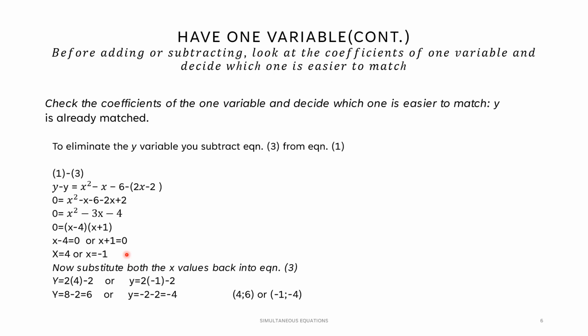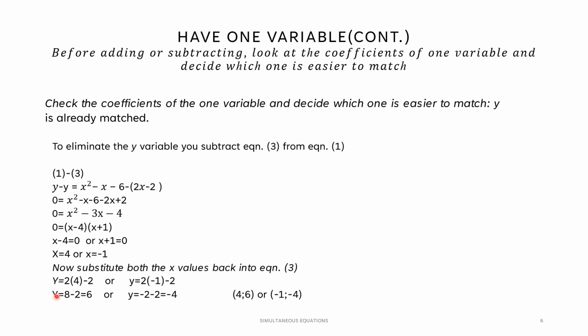Now for x minus 4 to be equal to 0, it can only be equal to 0 if x is equal to 4, and for the other one, for x plus 1 to be equal to 0, x must be equal to negative 1. Now you take those two answers and you substitute them in equation 3 because it's easier.